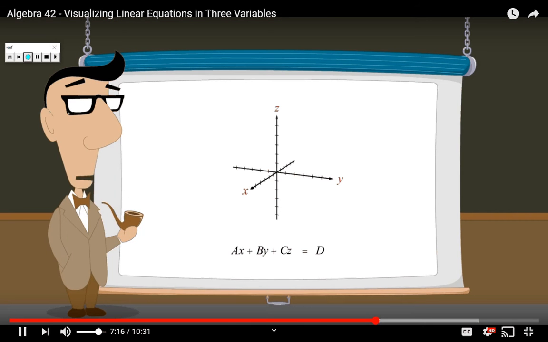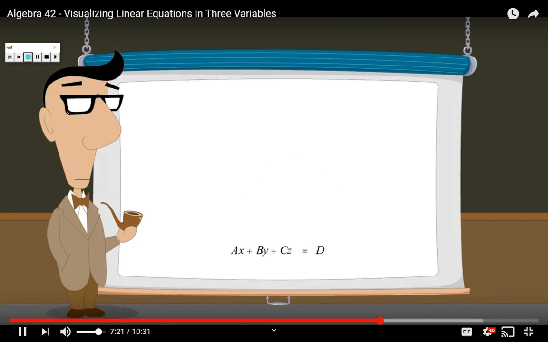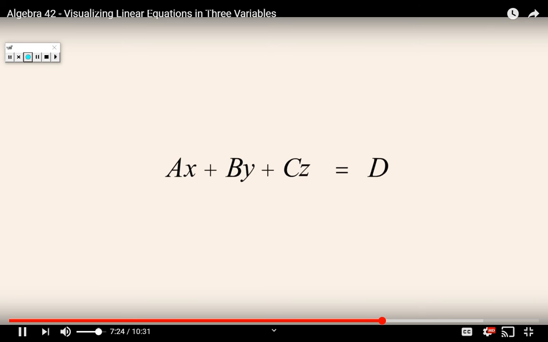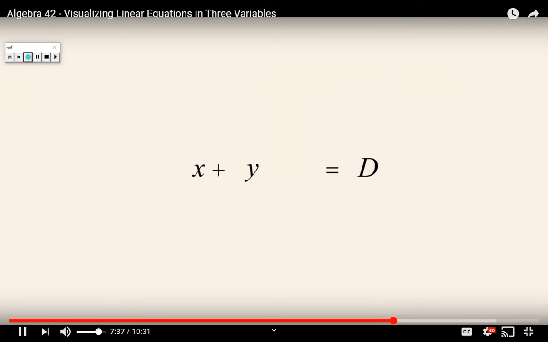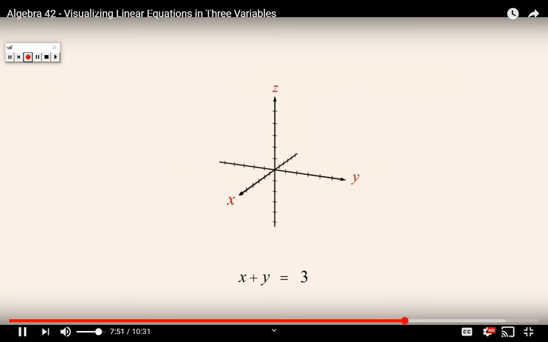Now, what do you suppose would happen if we set the coefficient of only one of the 3 variables to 0? For example, let's set the z coefficient to 0 and the x and y coefficients to 1. This eliminates z from the equation, but leaves the variables x and y. Now, if we set the value of d to 3, we get the linear equation x plus y equals 3. Let's ignore z for the moment and plot this equation on the xy plane.